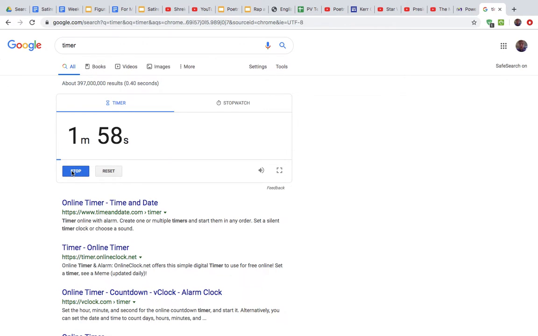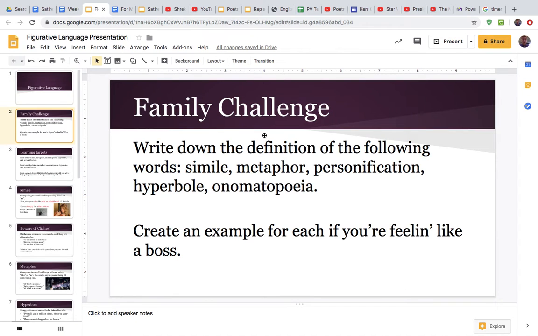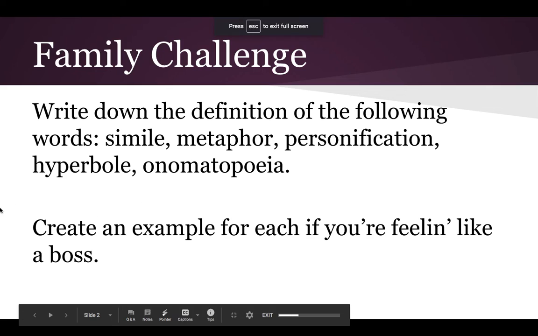And if you want to take it a step further, go ahead and create some examples. 2 minutes starts now. Go for it.